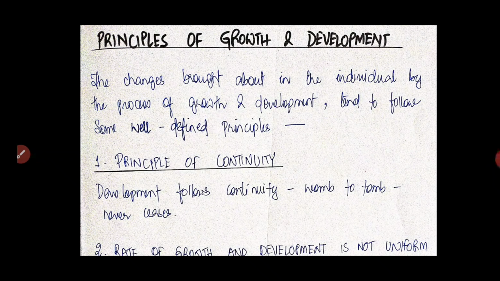Now let's learn about the principles of growth and development. The changes brought about in the individual by the process of growth and development follow some well-defined principles. What are they? Number one, principle of continuity. So development follows continuity. It goes from womb to tomb and it never ceases.